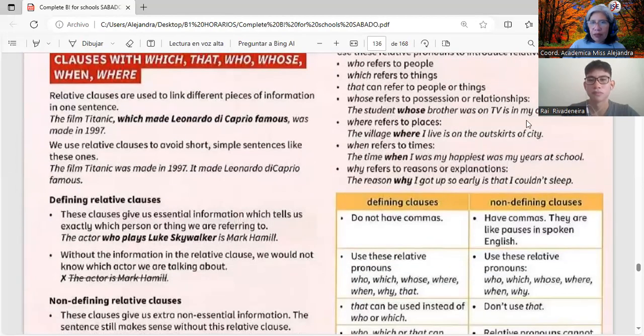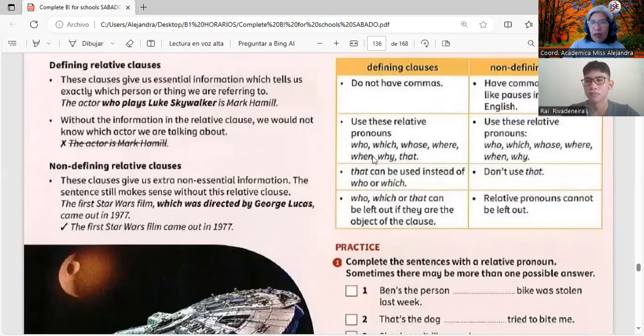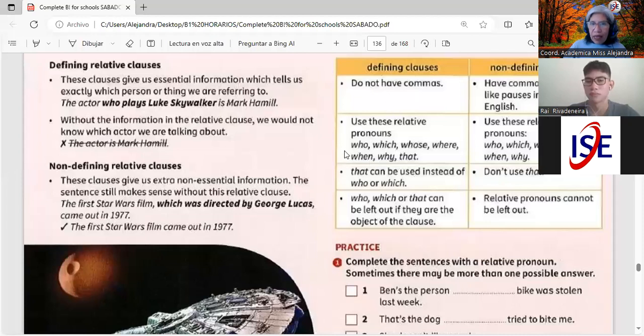So here we have the same explanation in the course book. And we have a "why" that is not mentioned there. Why refers to reasons or explanations. The reason why I got up early is that I couldn't sleep. So here we have that the pronoun that can be used instead of who and which, and the non-defining never uses that. There is no way that can be used in the non-defining.